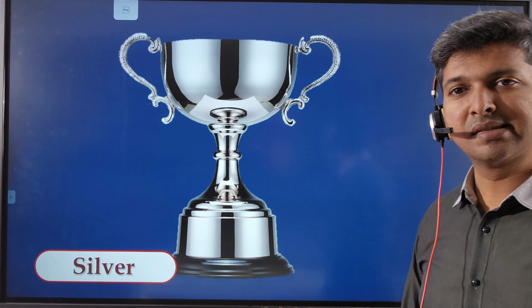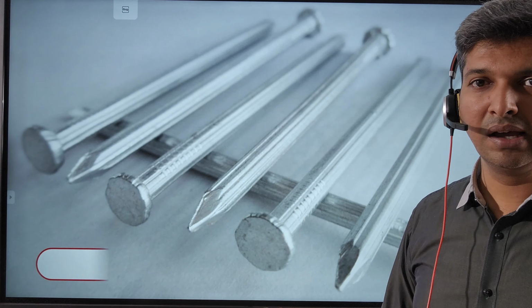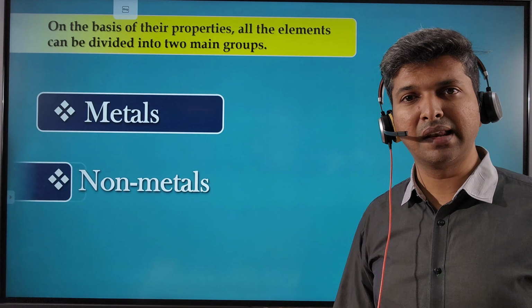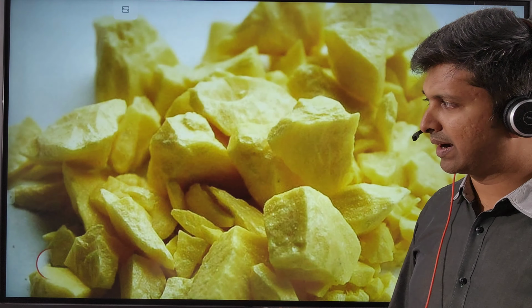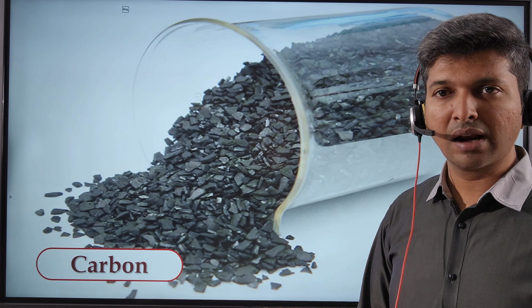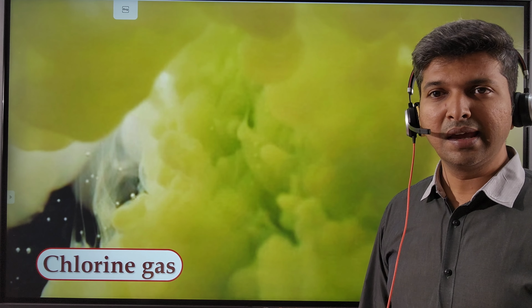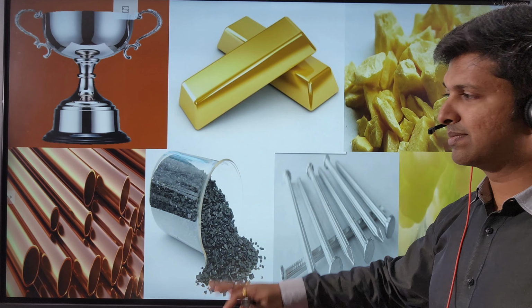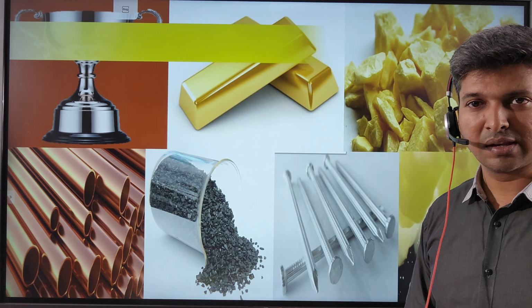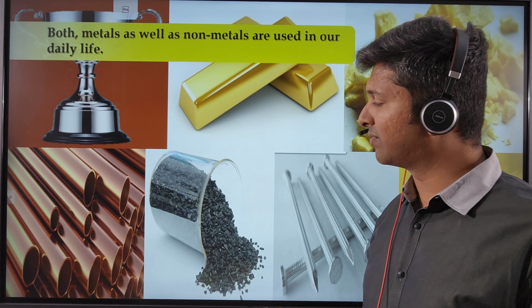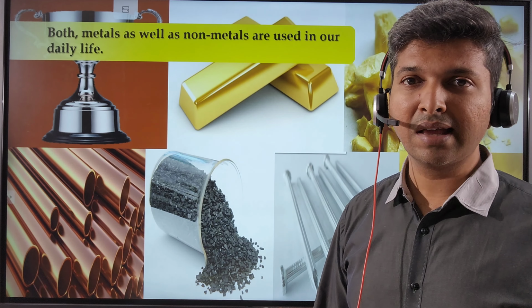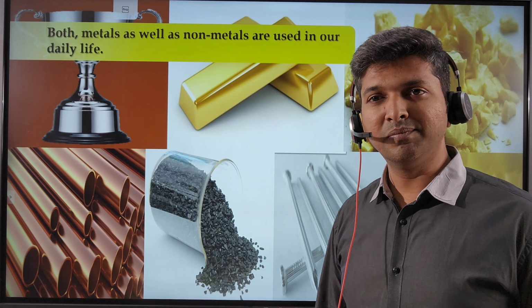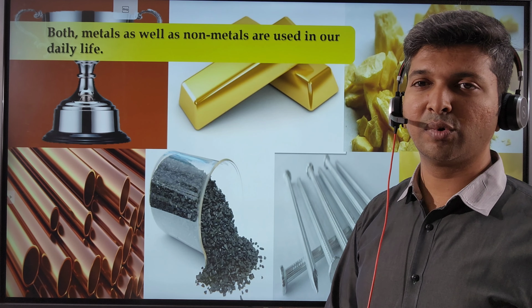What is this? This is silver, it's a metal. Gold, it's a metal again. Iron nails, metal again. Then have a look at non-metals. Sulfur is a non-metal. Carbon, copper is a metal, carbon is a non-metal, chlorine is a non-metal again. So you can classify these elements as metals as well as non-metals, and you can find many things around you which can be either metals, non-metals, or some elements which are metalloids, having properties of both metals and non-metals.